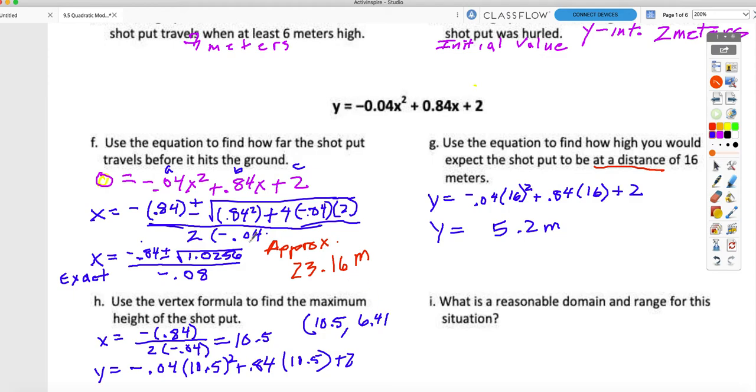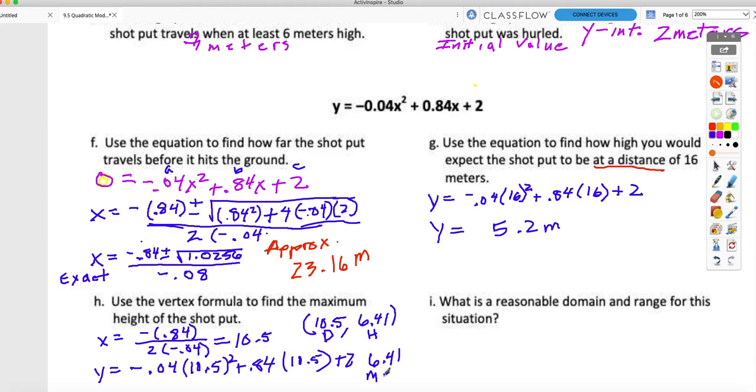Okay, well think about what is said above. We've got a graph that says our shot put had a height that was the y and a distance that was x. They were both in meters. So what is the maximum? This is distance, and this is height. The maximum height is the y value of the vertex. So it's going to be 6.41 meters.